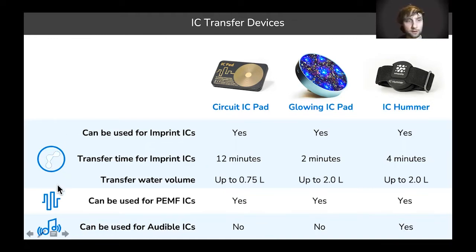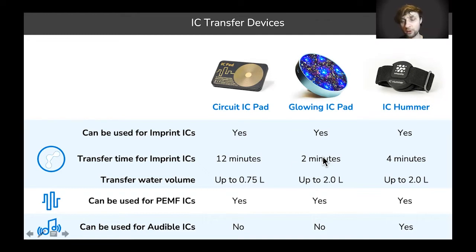And so, as we talked about 3 different types of ICs, these first 2 devices, they can be actually 3 devices can be used for imprinting water. So any of the devices can be used to imprint water. But transfer time for imprint ICs will be different because they have different intensity. The first device will require at least 12 minutes to imprint up to 750 milliliters of water.